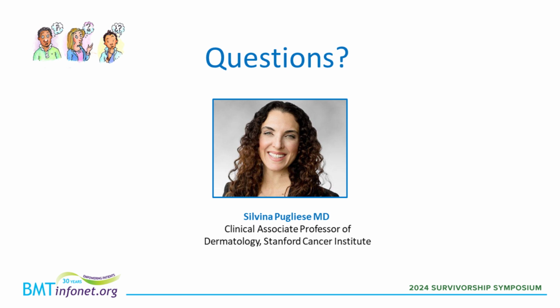Thank you. Next question. I have small goosebump-like bumps on my skin, in the arms, and top of my head. Could that be GVHD?